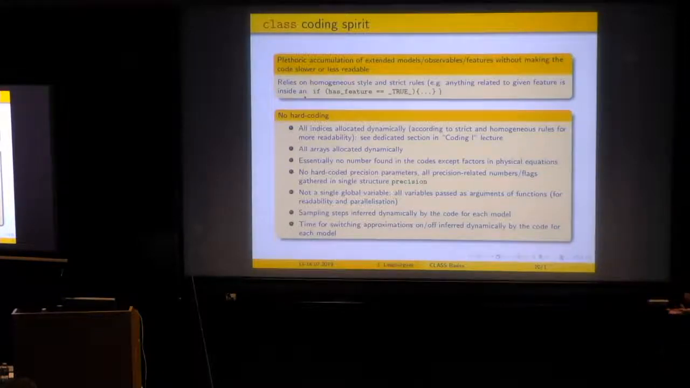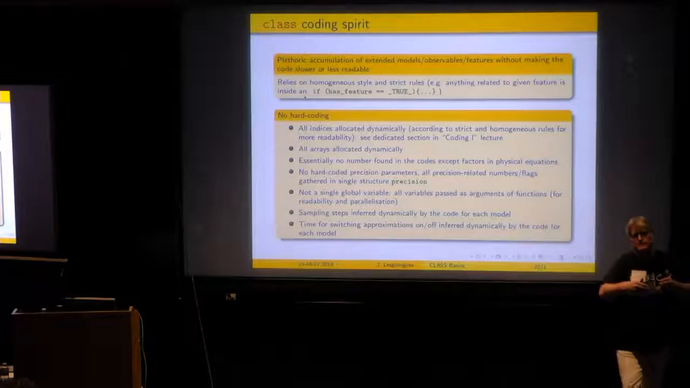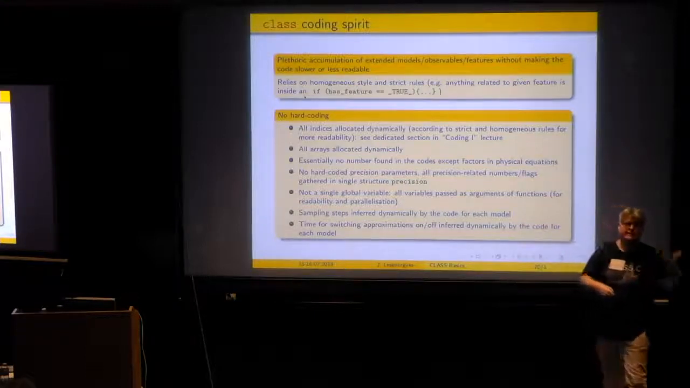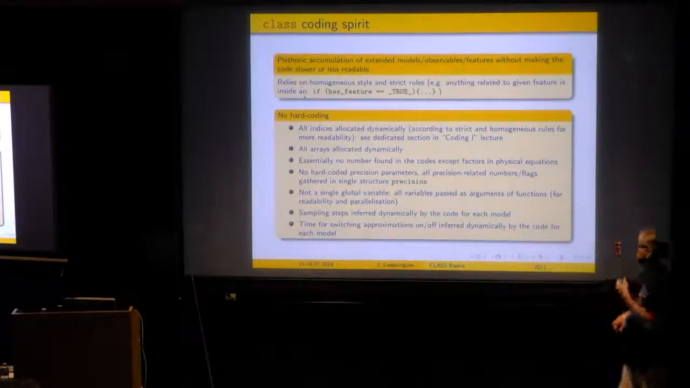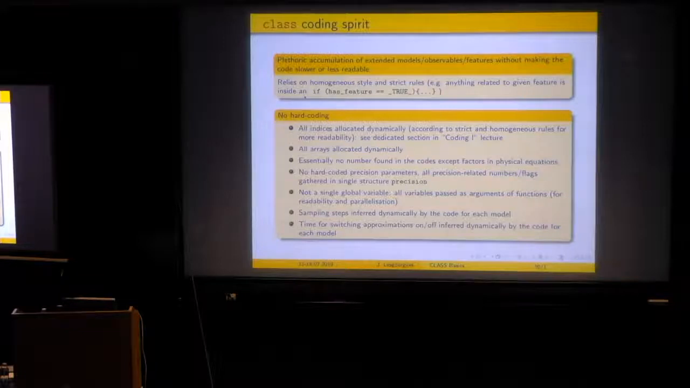This is another aspect of avoiding hard coding. Also, in a code like this, when you integrate your system of equations, there are different regimes with different physical approximations: tight coupling, radiation streaming, etc. The time for switching the approximation should not be hard-coded, because if you hard-code it, then you will have an optimal choice for your default lambda CDM cosmology, which could become very suboptimal for another model.